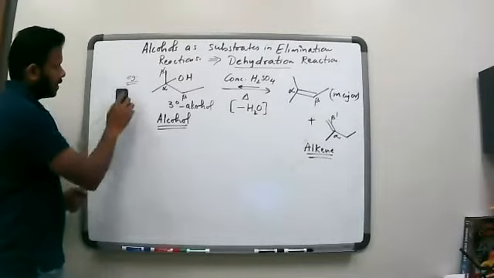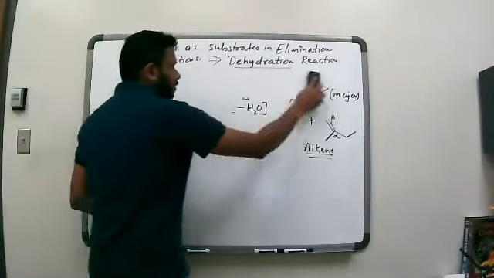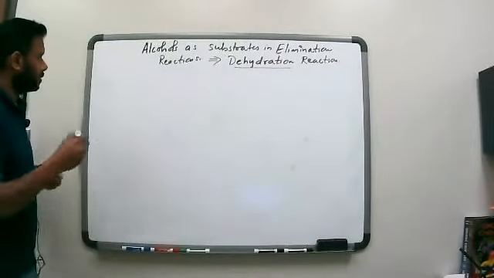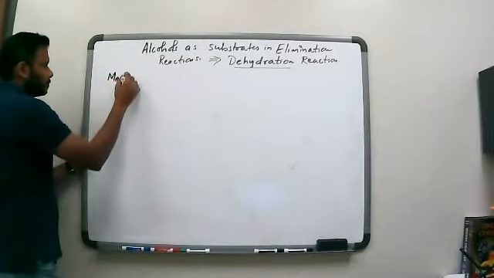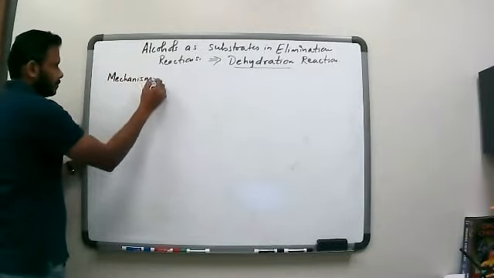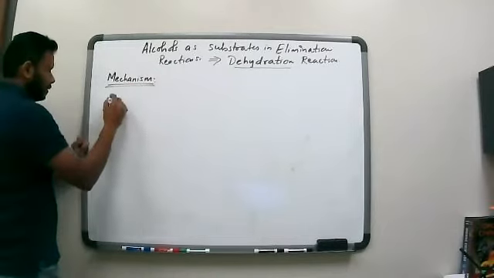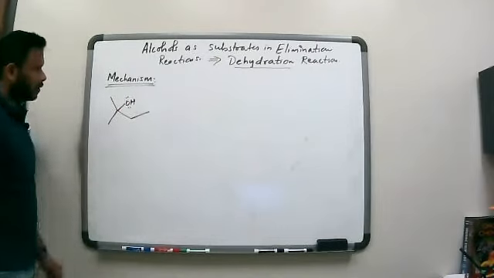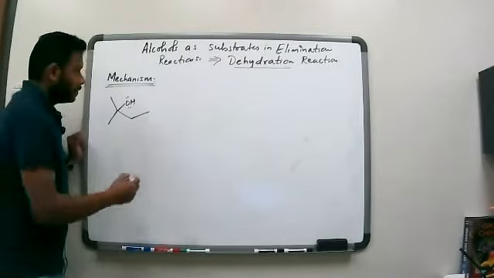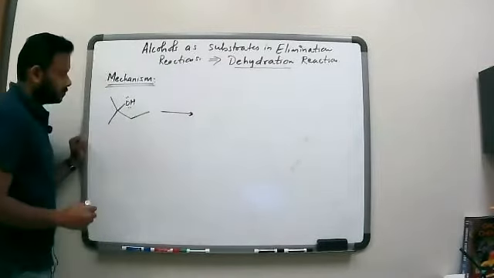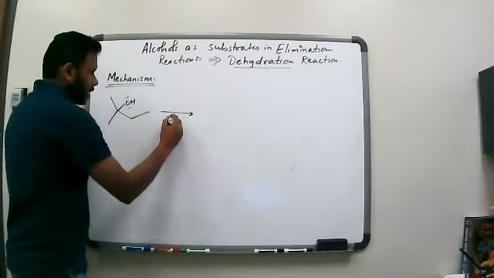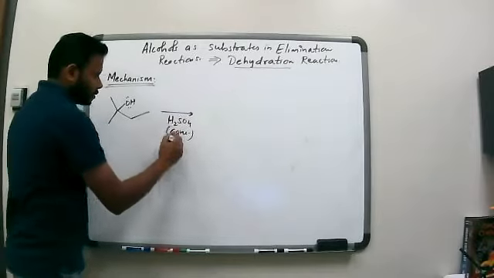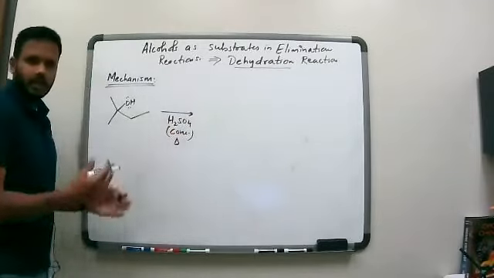Let's write this down again, and we'll try to write the mechanism. Now the mechanism is a bigger mechanism and we need more space, so that's why I'm erasing that space out. So we'll start again here. So that's our alcohol, and we are reacting this with concentrated sulfuric acid, and we are heating this overall.